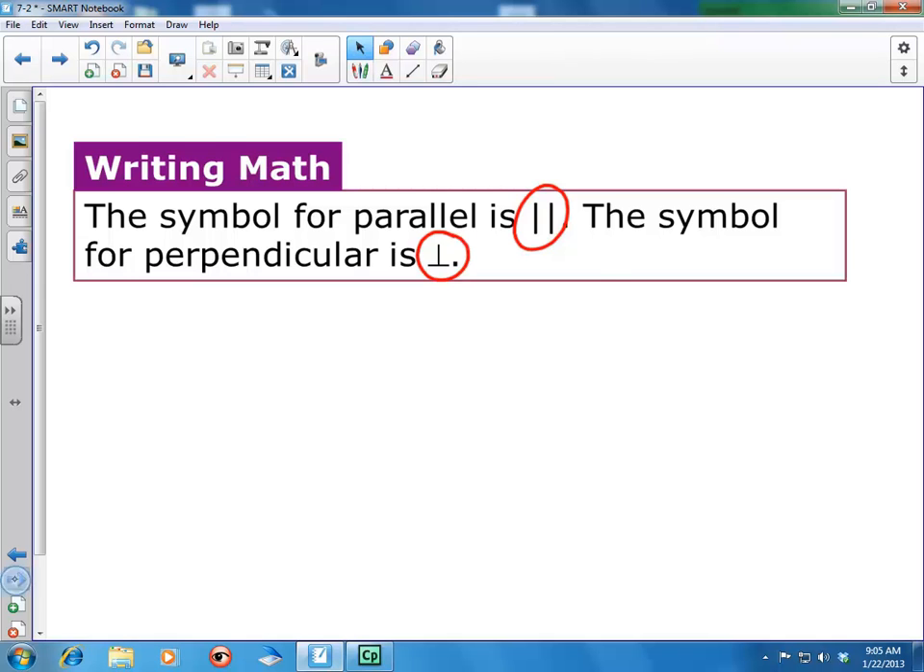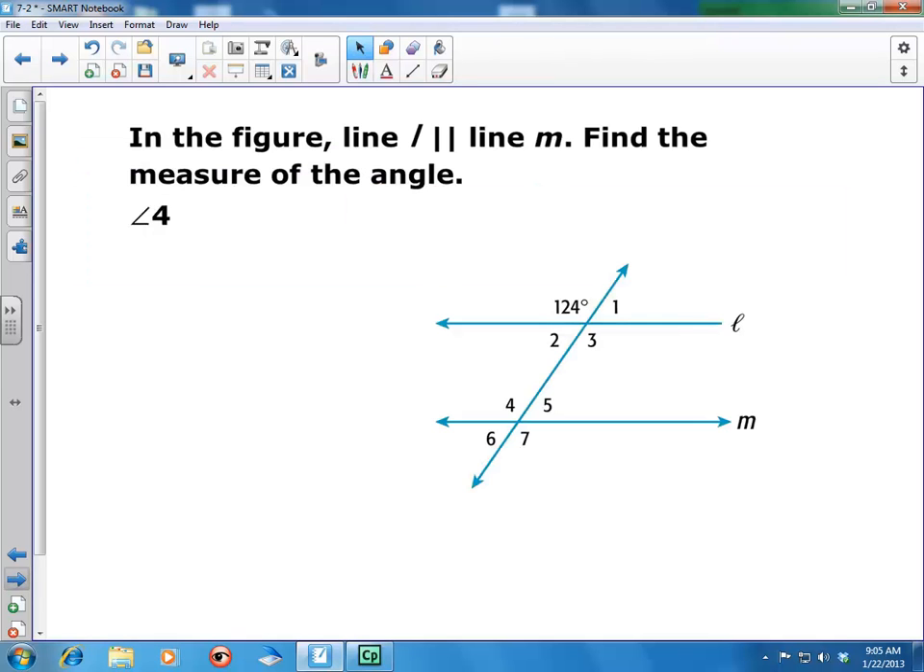All right, lastly, it says in the figure, line L is parallel to line M. Find the measure of the angle. And it's asking us for the measure of angle 4. Well, angle 4 is right here. So yeah, it would be 124, because that is a corresponding angle, and we just talked about corresponding angles being equal to each other.